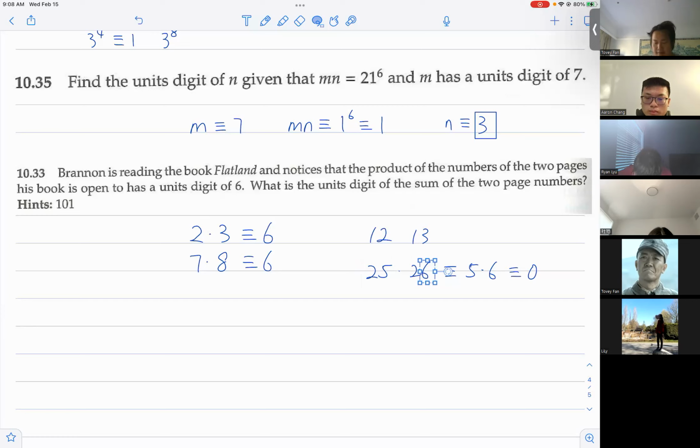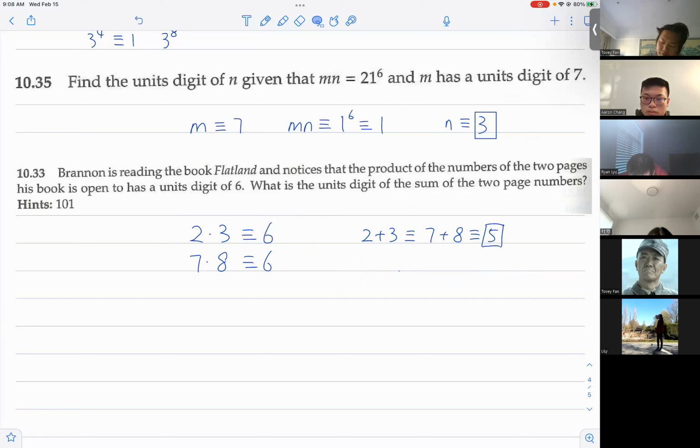Okay. Yeah, I hope I addressed your question. And then, so there were two possibilities here, but for either case, the sum of their units digit is going to be 5, right? So 2 plus 3 has the same units digit as 7 plus 8, which is 5. So 5 would be the answer here.